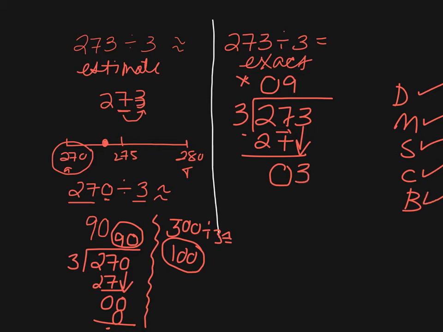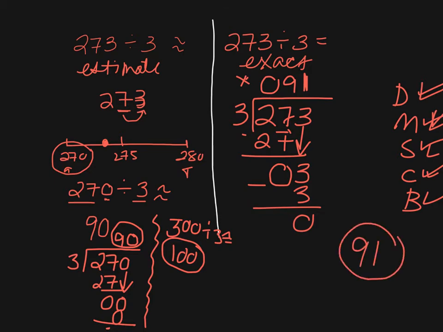And now we start over. How many times does 3 go into 3? Well, 3 divided by 3 is 1. So our 1 goes up top. We divided. We're going to multiply. 1 times 3 is 3. Subtract. Check. 0 is less than 3, and we don't have anything to bring down. So our exact answer is 91.